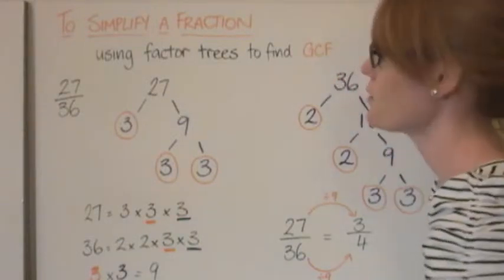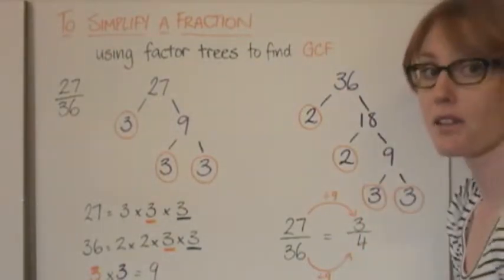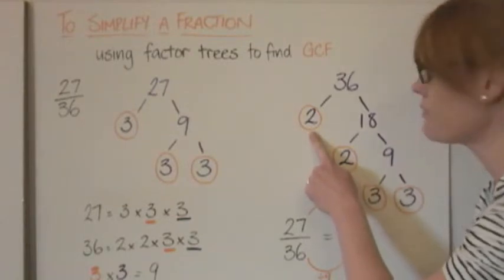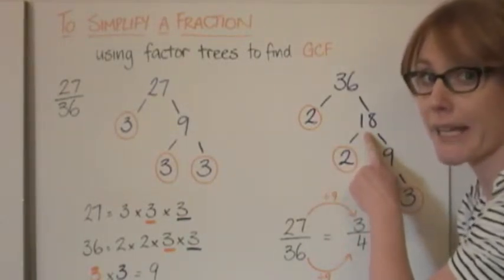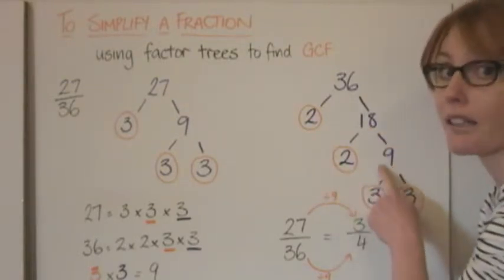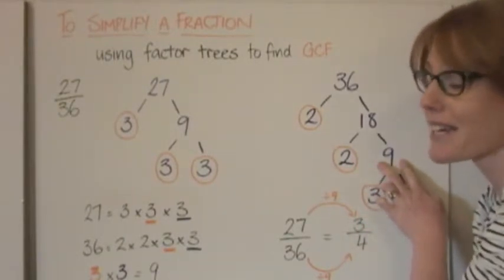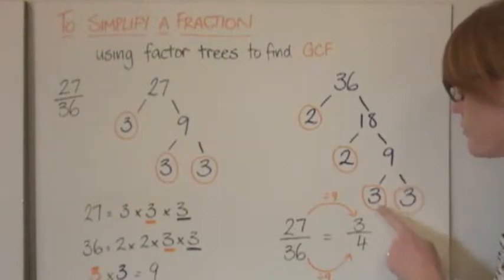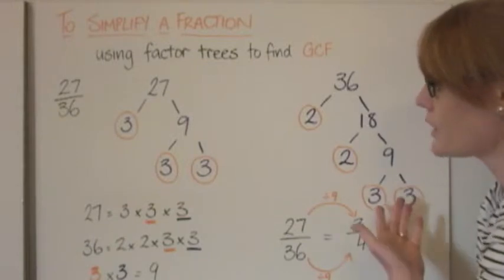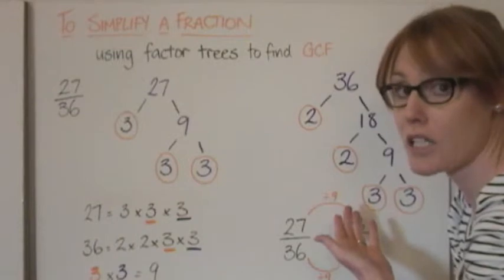Let's move on to 36, our denominator. 36 can be described as 2 multiplied by 18. 2 is a prime number, so I've circled it. 18 is a composite number, so I need to break it down even further. 18 is 2 by 9. 2 is a prime, so I've circled it. 9 is a composite. I need to break that down even further. 9 is 3 multiplied by 3, both prime factors. So now I've done the factor trees of 27 and 36, my numerator and denominator.